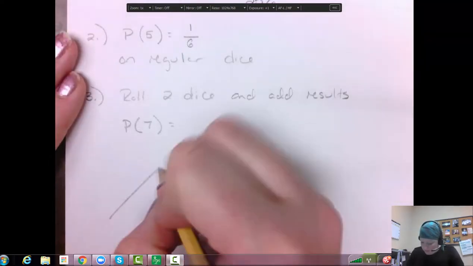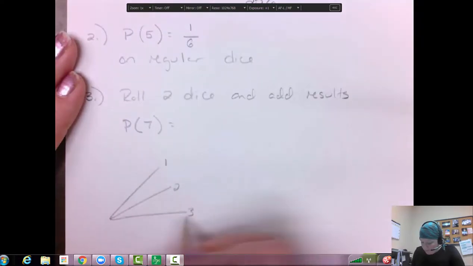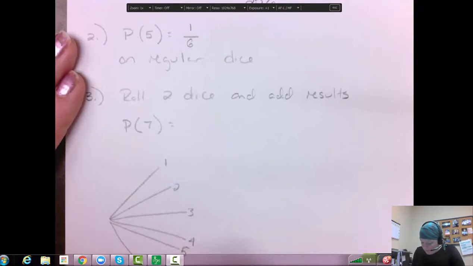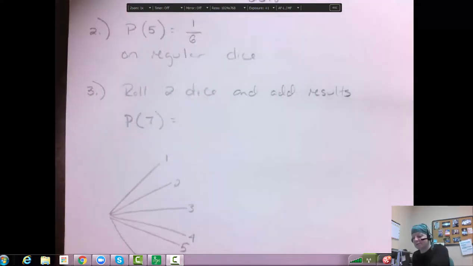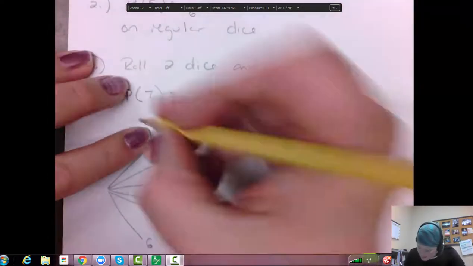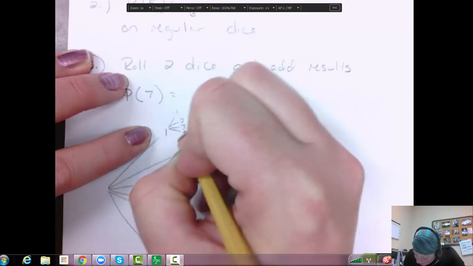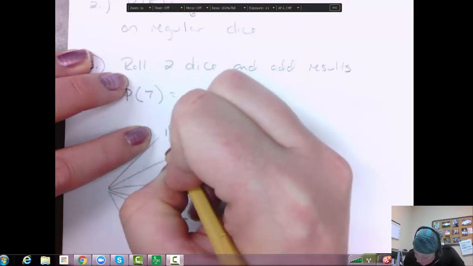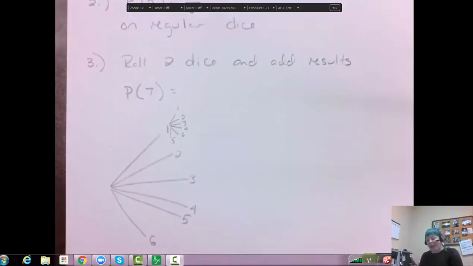We could roll a 1, we could roll a 2, we could roll a 3, a 4, a 5, or 6. These are independent events because one doesn't affect the other. Then I roll that next dice. Well, if I roll a 1, I could roll another 1, a 2, a 3, a 4, a 5, or a 6. I missed the 5. They're a little backward. Now, what do those actually add to?